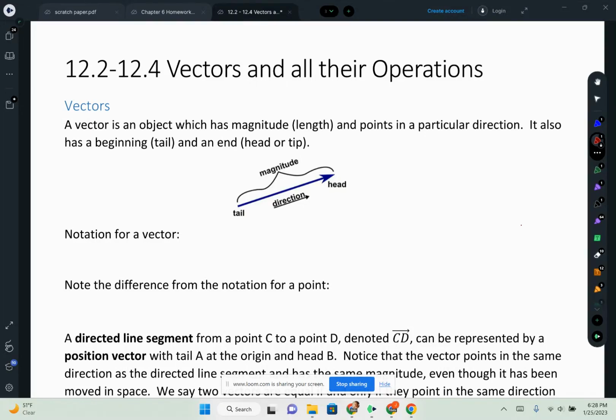Hello. Just want to make a video about 12.2 that we covered today. In 12.2, we started looking at vectors and what they really are.